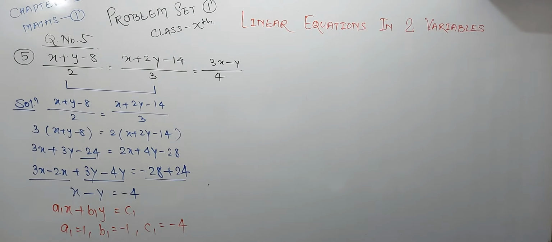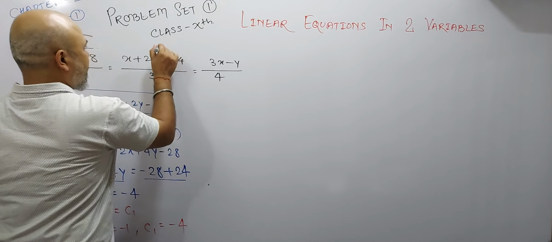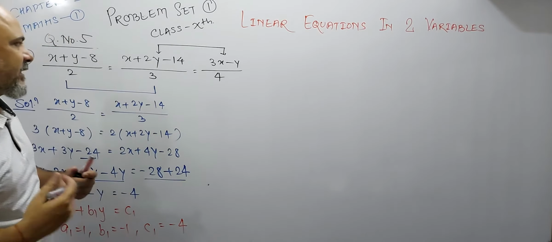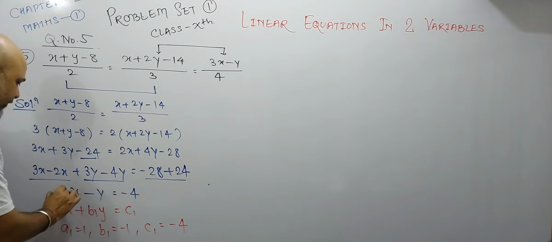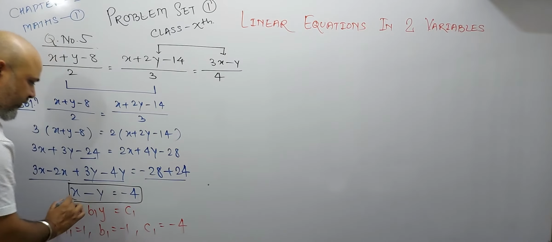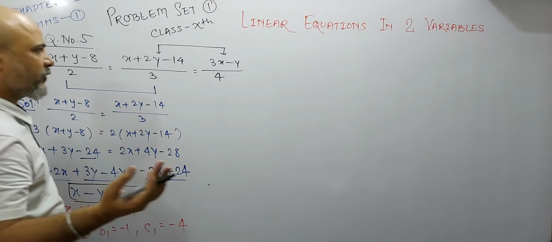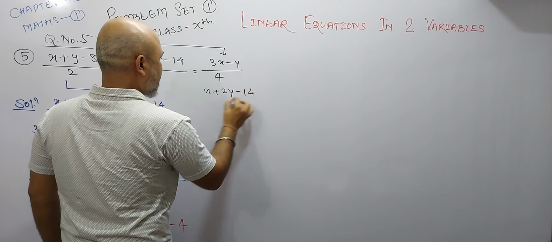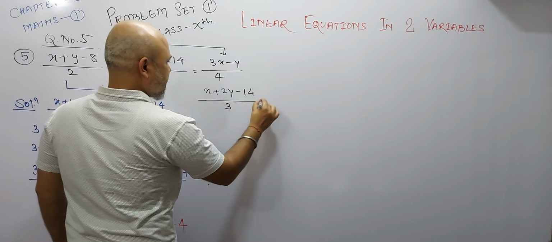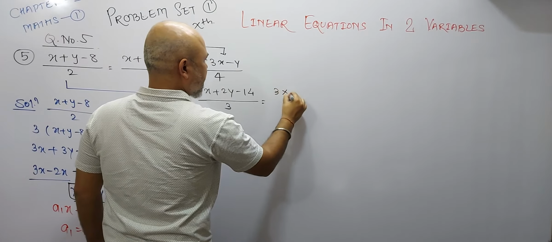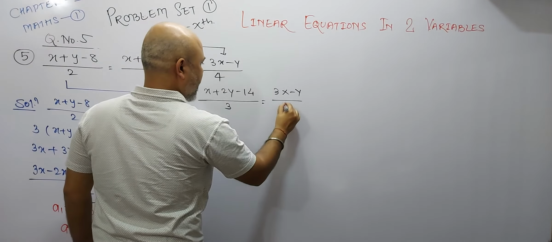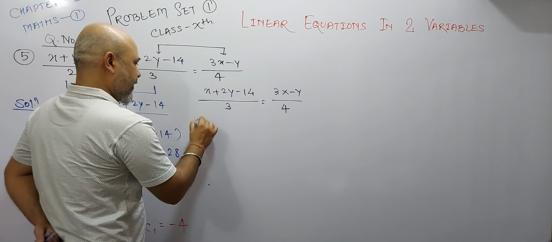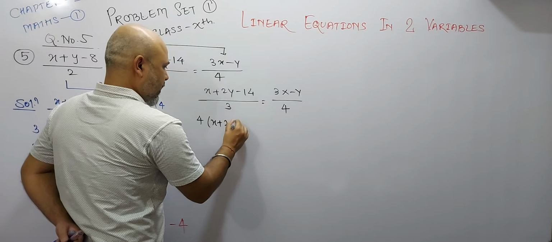Clear, students? So here you will get the value of a1, b1 and c1. Now we will consider these two. We will solve these two equations, so we will get the second equation. How will we solve? I will just write x plus 2y minus 14 whole divided by 3, and this is equal to 3x minus y whole divided by 4. Again here you will cross multiply. So 4 multiplied by x plus 2y minus 14.